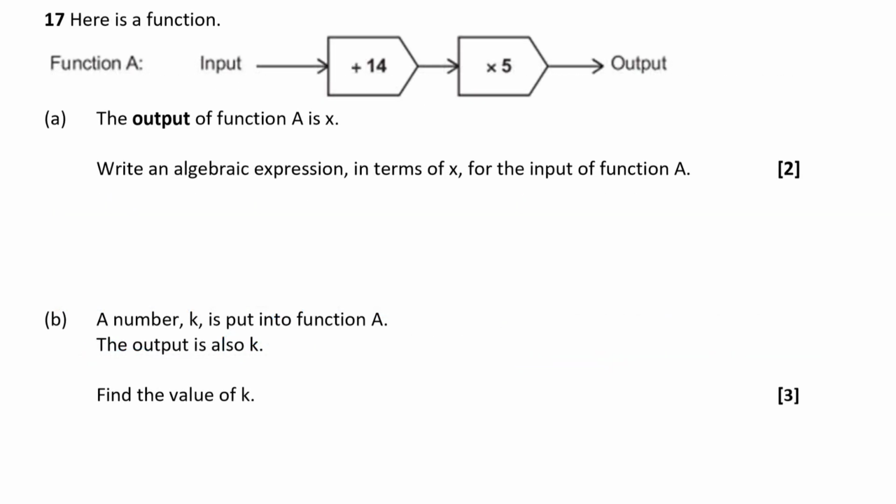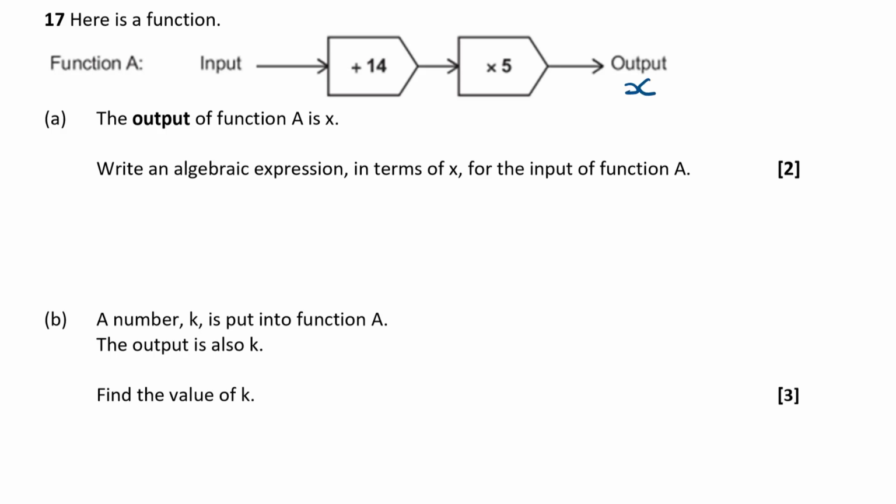Question 17. Here is a function. I've got function A. We've got an input, and then we add 14 and then times by 5 to get the output. It says the output of function A is x. Write an algebraic expression in terms of x for the input of the function A. Okay, that's quite unusual. Normally we say that x is the input. Now, we've just tried to turn things around a little bit here to try and confuse us.